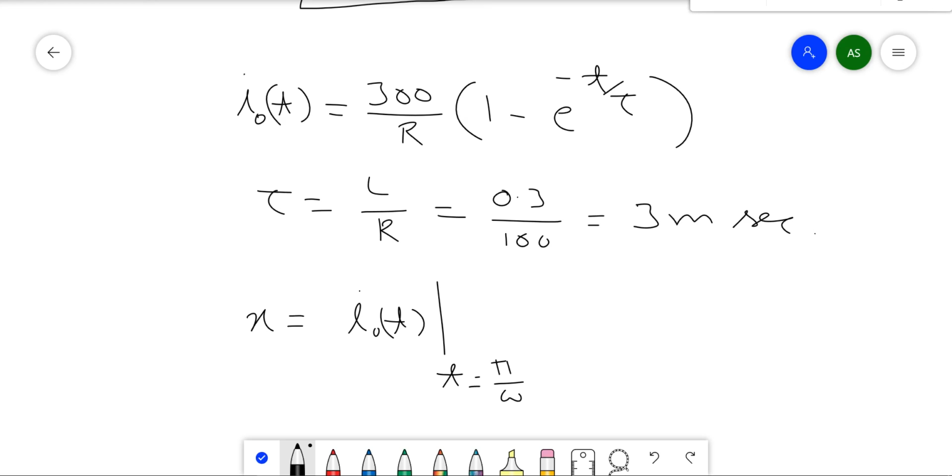So for 50 Hz, what is the value of omega? For 50 Hz, omega is 100 pi. Okay, so if you replace omega equal to 100 pi, it will be 1 by 100, and so t will be coming out to be 10 milliseconds. So you just need to put t equal to 10 millisecond in the equation, and also put the value of R. So it will be like 3 multiplied by 1 minus e to the power minus 10 by 3.